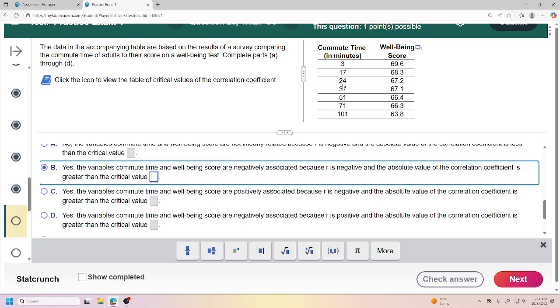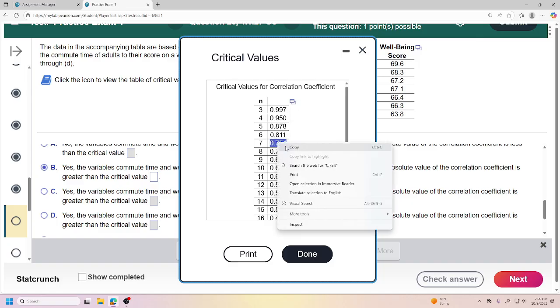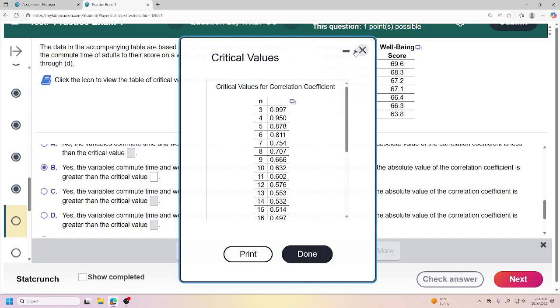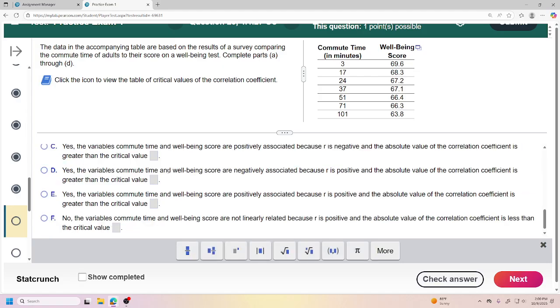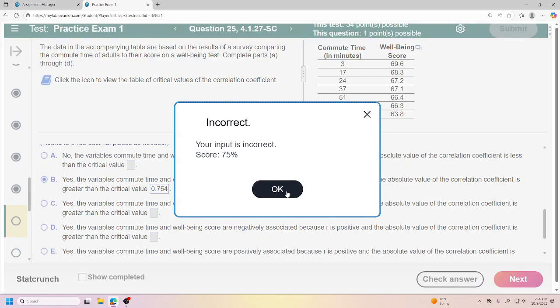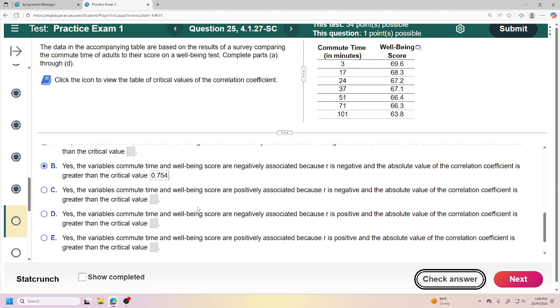We got 1, 2, 3, 4, 5, 6, 7. 7. There's the number they're wanting. That's that critical number. It even says that on the table here. It says critical value. So I'm saying yes, negative, negative, greater than. Check it. Okay, what did I do wrong? I think it's still negative. Yeah, see, here's another negative, positive, positive.